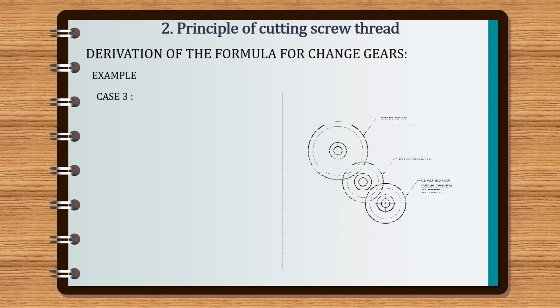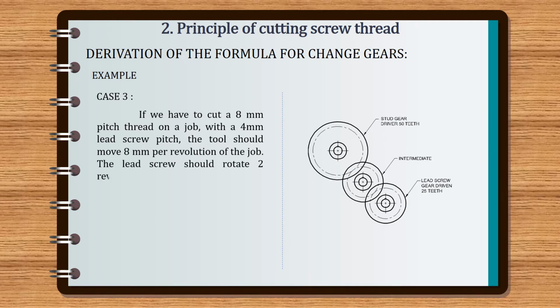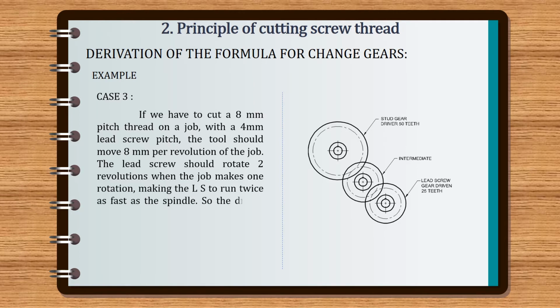In case 3, if we have to cut an 8 mm pitch thread on a job with a 4 mm lead screw pitch, the tool should move 8 mm per revolution of the job. The lead screw should rotate 2 revolutions when the job makes one rotation, making the lead screw run twice as fast as the spindle. So the driven wheel lead screw gear should be of 25 teeth if the driver wheel is of 50 teeth.